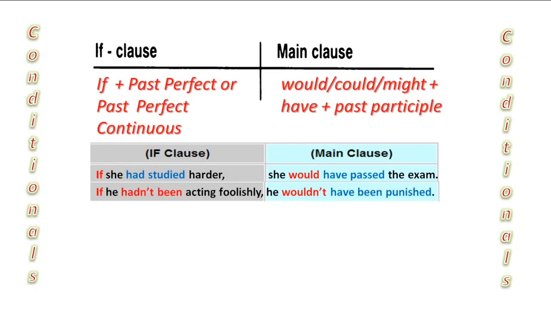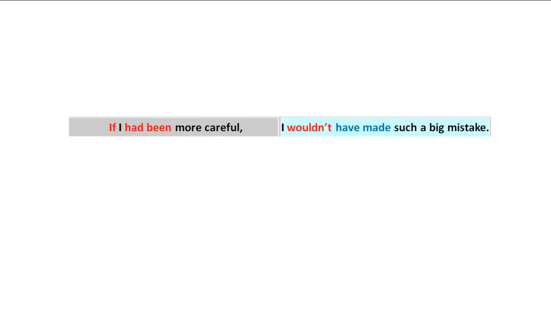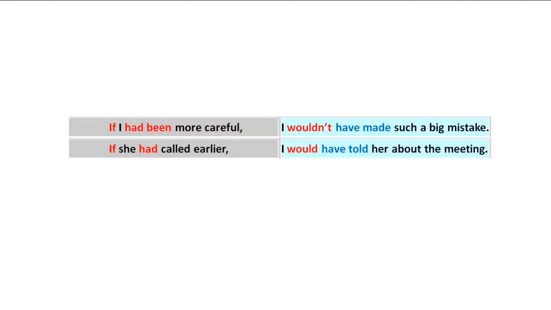If he hadn't been acting foolishly, he wouldn't have been punished. This means that he acted foolishly and he was punished. We consider this as criticism. If I had been more careful, I wouldn't have made such a big mistake. We consider this a regret. He was careless and he made a mistake. If she had called earlier, I would have told her about the meeting.